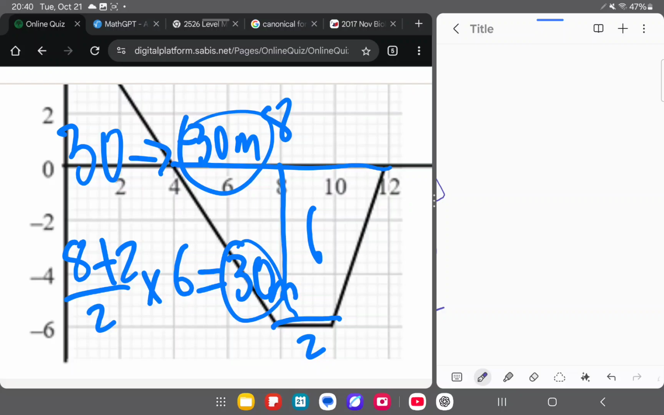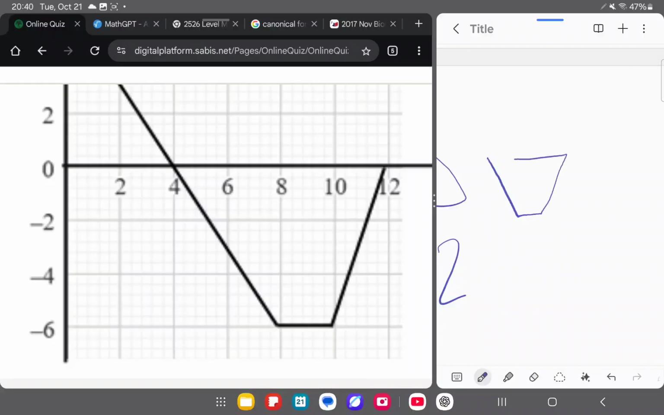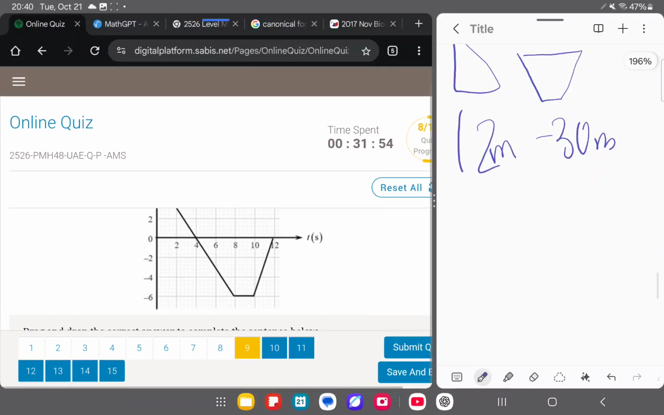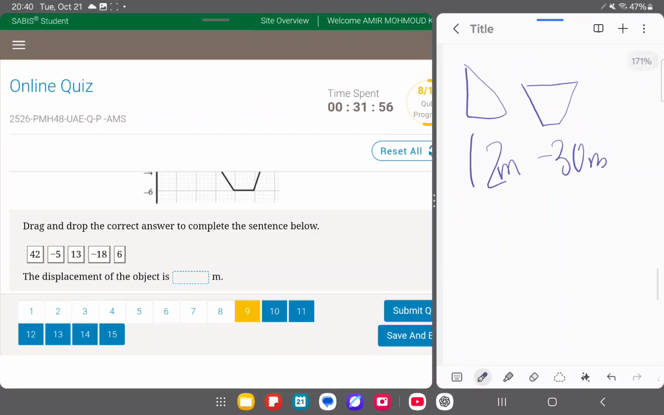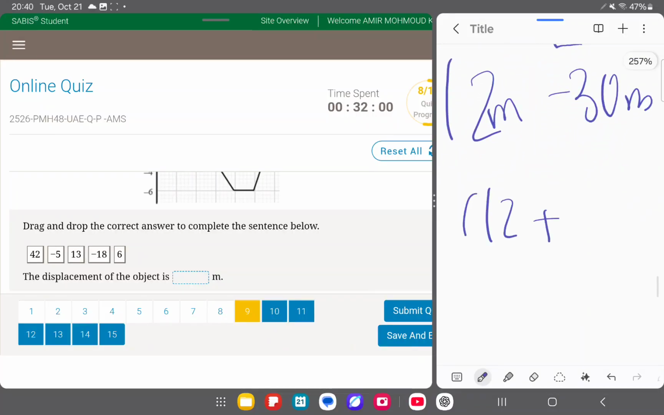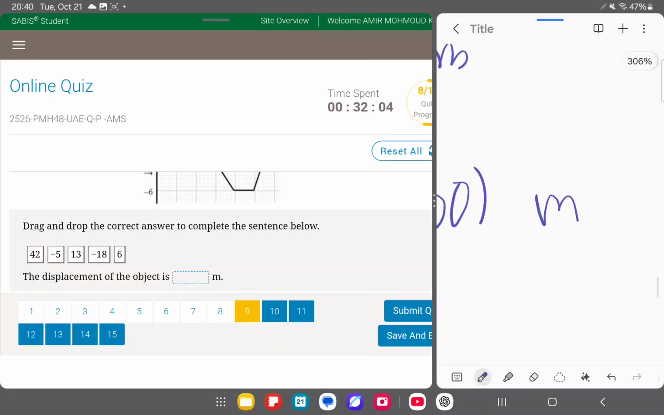So now we can conclude that the shape over here has the displacement minus 30 meters, and the triangle over here is 12 meters. To get the total displacement, you just have to add 12 plus minus 30, which is equal to minus 18 m.